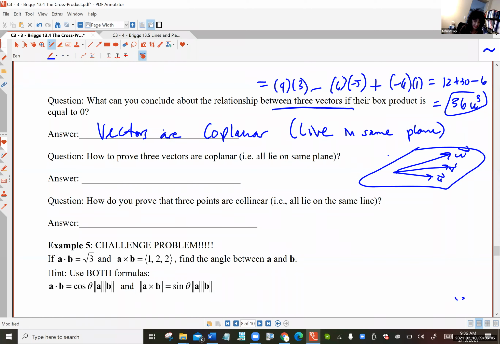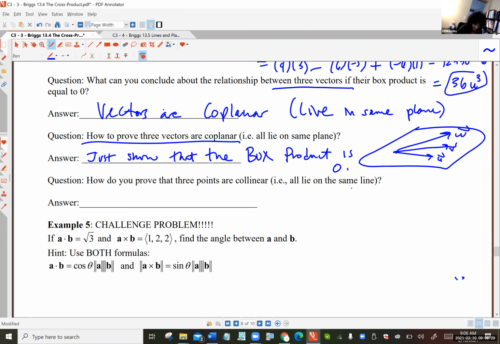So let's say somebody said to you, hey, how do you prove three vectors are all coplanar? The answer would be, hey, just show that the box product is equal to 0. And that would be a quick and dirty proof that the vectors are indeed coplanar. You wouldn't have to do anything further. That would be proof enough. Pretty cool, huh? Love it.